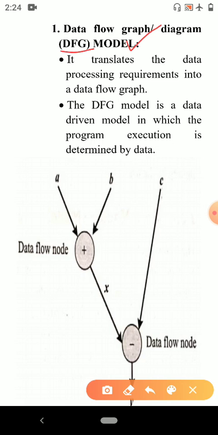The data flow graph model translates the data processing requirements into a data flow graph. The data flow graph model is a data driven model in which the program execution is determined by data. This model emphasizes the data and the operations on the data which transform the input data to output data.